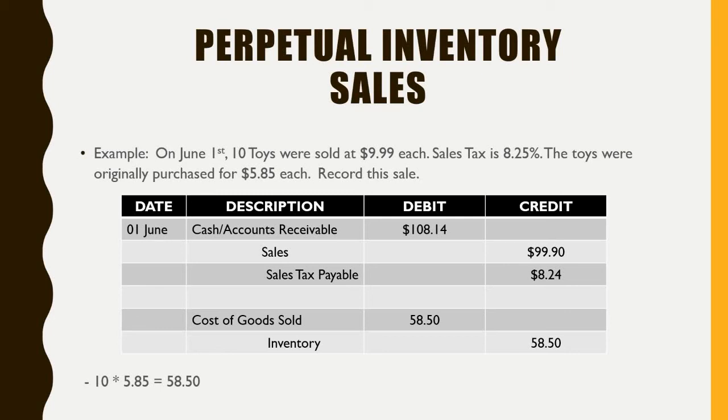But with perpetual, right? Because we have the idea of constantly updating our inventory, every time we purchase something, every time we sell something, we need to update it. So at the end of the day, every time we do a journal entry or we sell something, we're going to know how much we have on inventory on hand at all times. Okay?